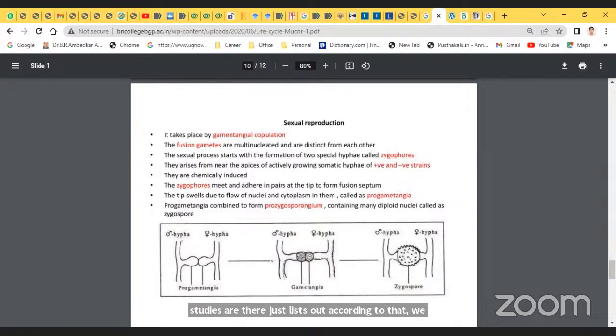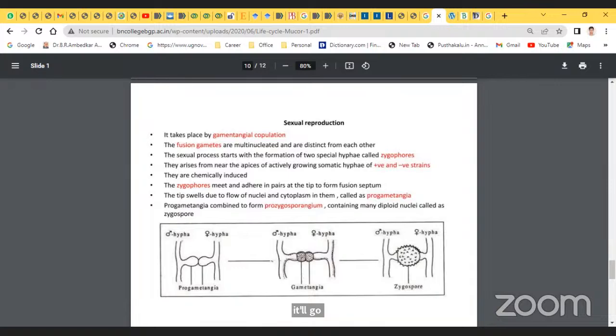In this, we will discuss Saccharomyces. The subdivision is Ascomycotina, the class is Ascomycetes. In this example the genus is Saccharomyces, and it is very, very important. And the next class is Penicillium. Okay.